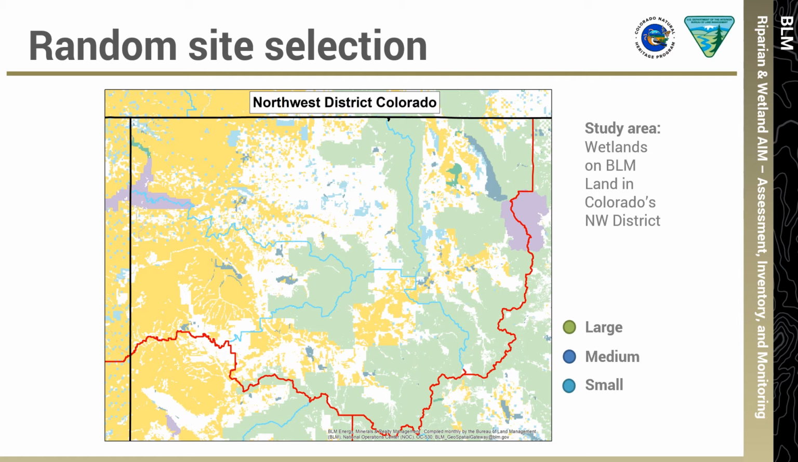So here's what a sample design could look like while it's drawn. First, it might select 5 large wetland points, 5 medium wetland points, and 5 small wetland points. By selecting points within each strata in a random, unbiased way, once all points are sampled, we can make inference to our target population, which is all wetlands in the Northwest District.